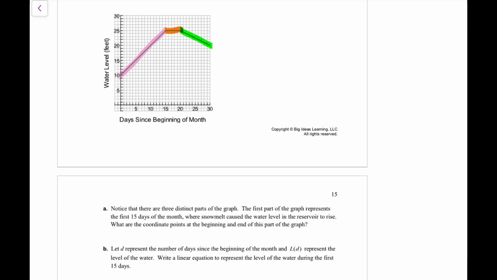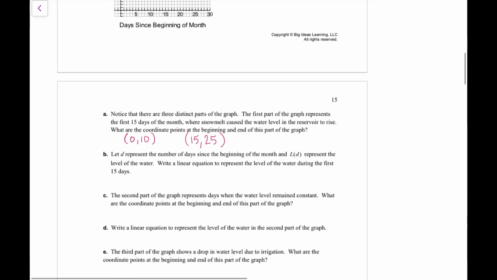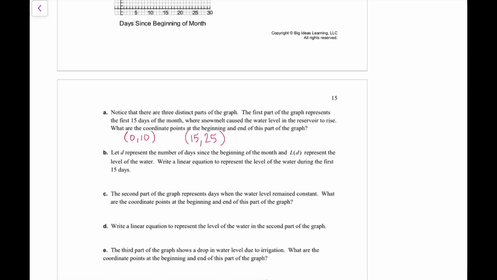That pink one starts here at the point 0, 10, and it's going up until day 15. On the 15th day, it hits a peak of 25 feet. So it started at 10 and ended at 25. So we're going to write a linear equation to represent the level of water during the first 15 days.